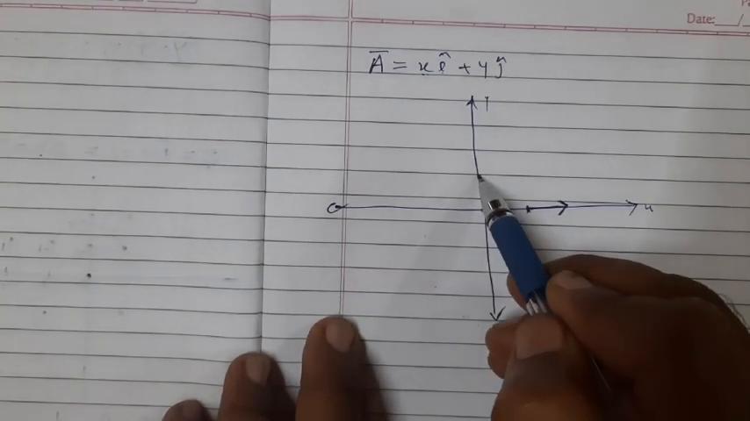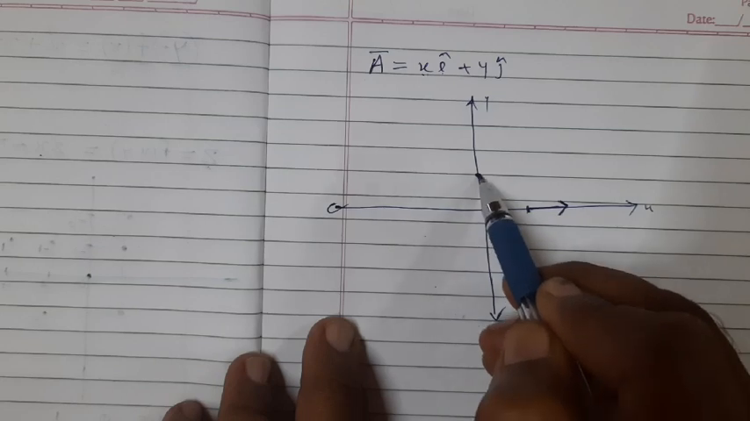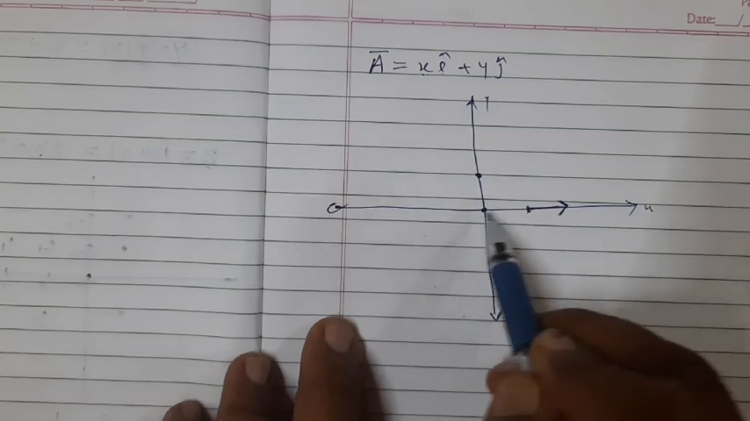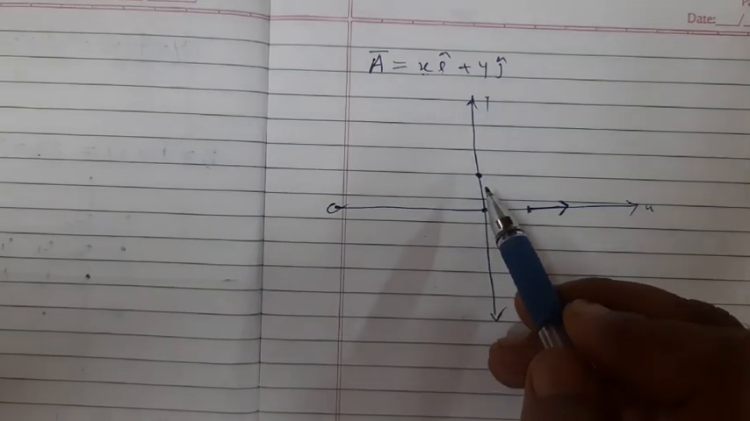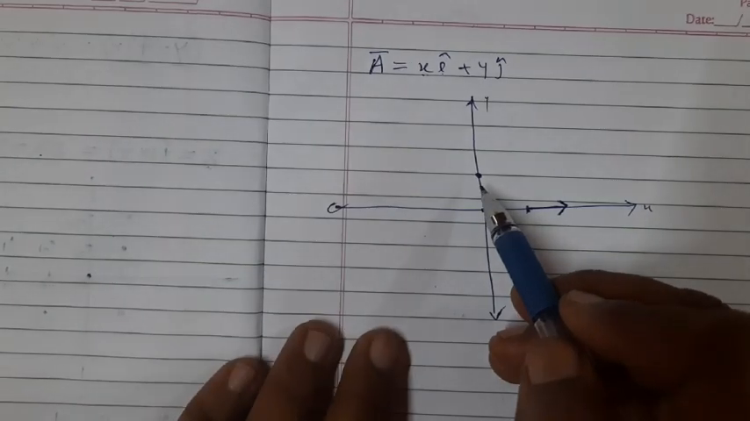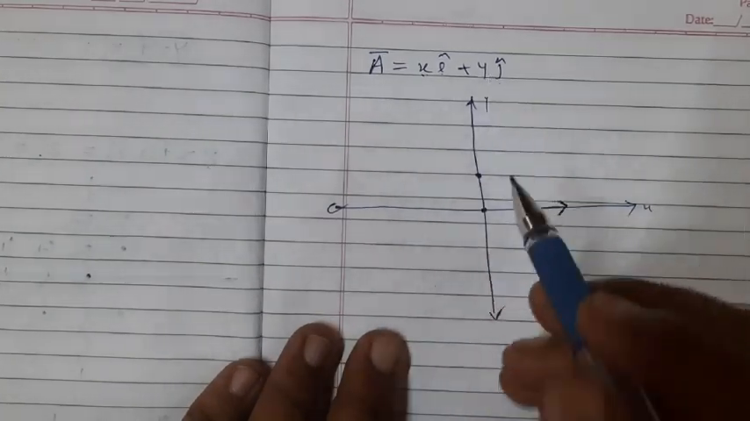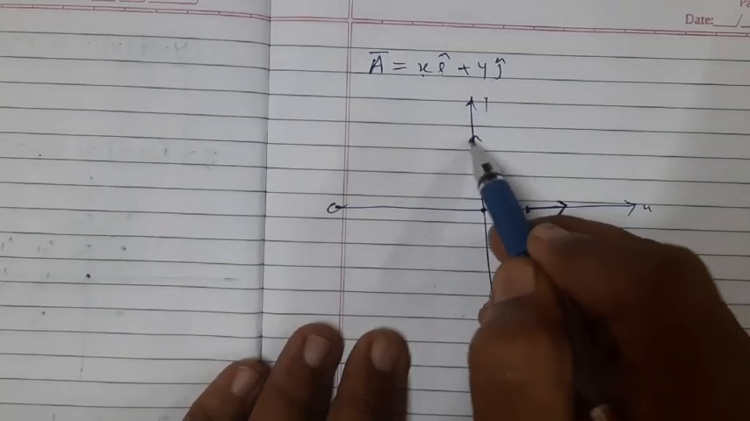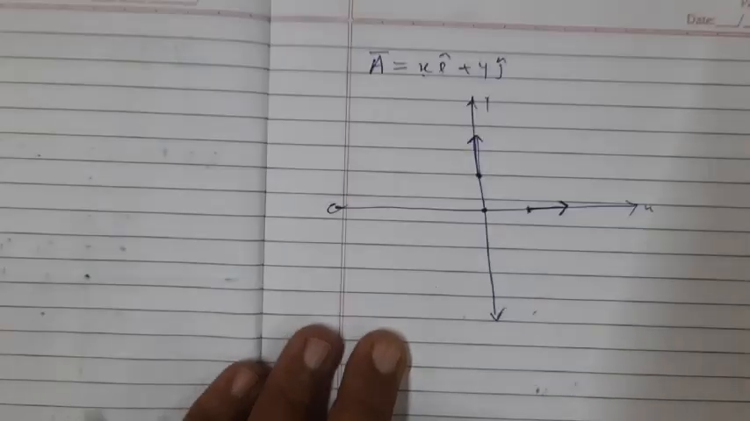What will be the vector at 0, 1? Therefore this point is 0, 1. The x coordinate is 0, the y coordinate is 1. And for 0, 1, I will have to write it is 0 i cap plus 1 j cap. It will be j cap. That means it is along the j axis.